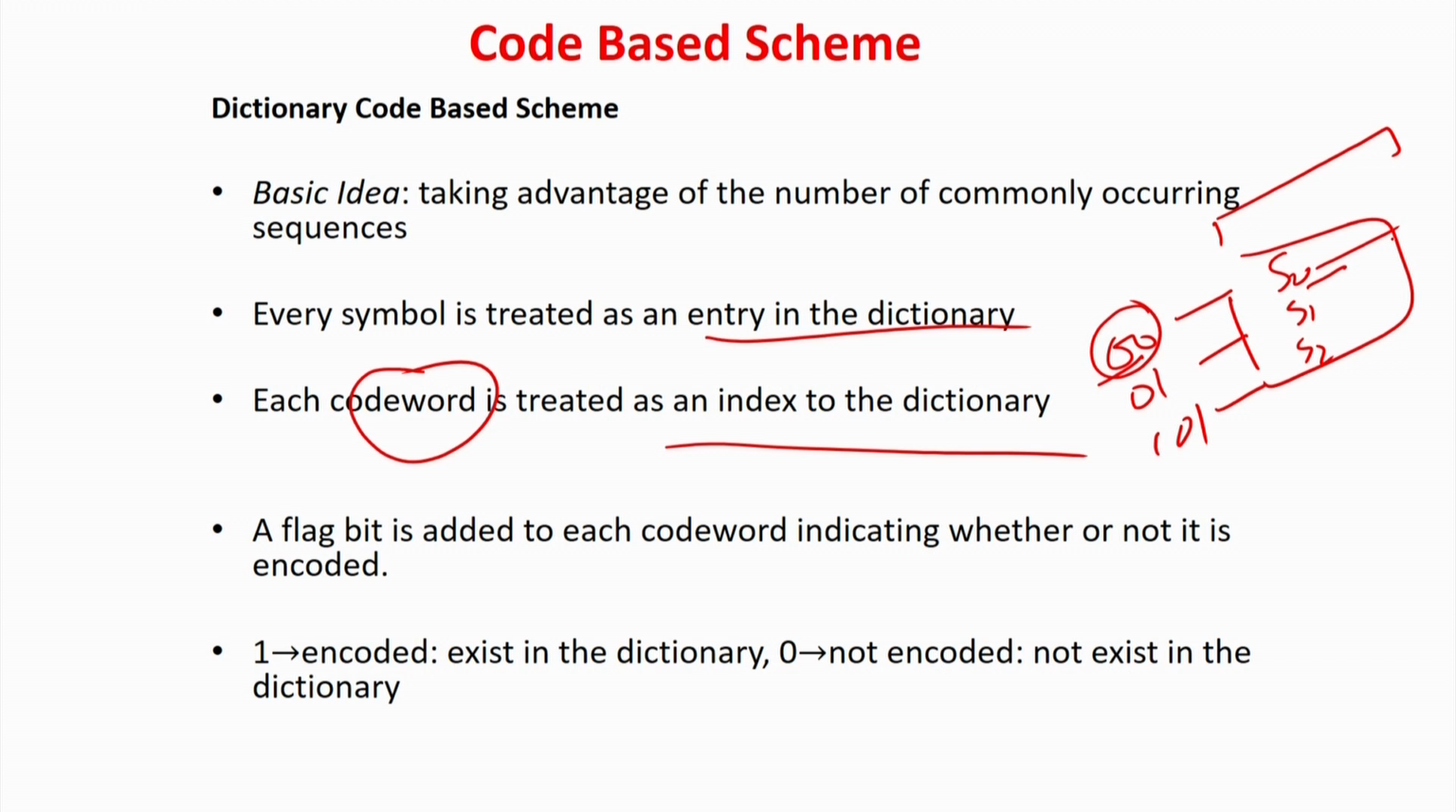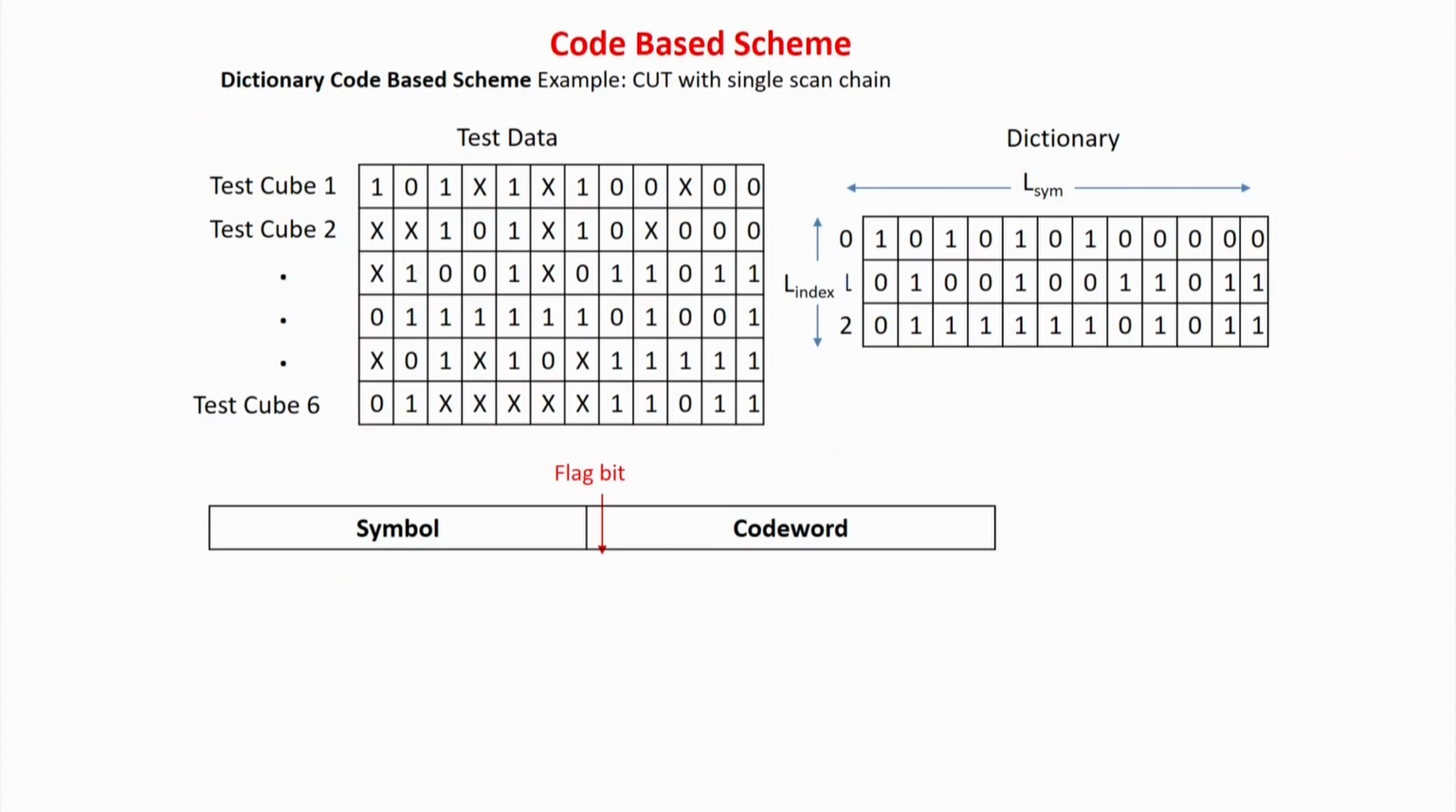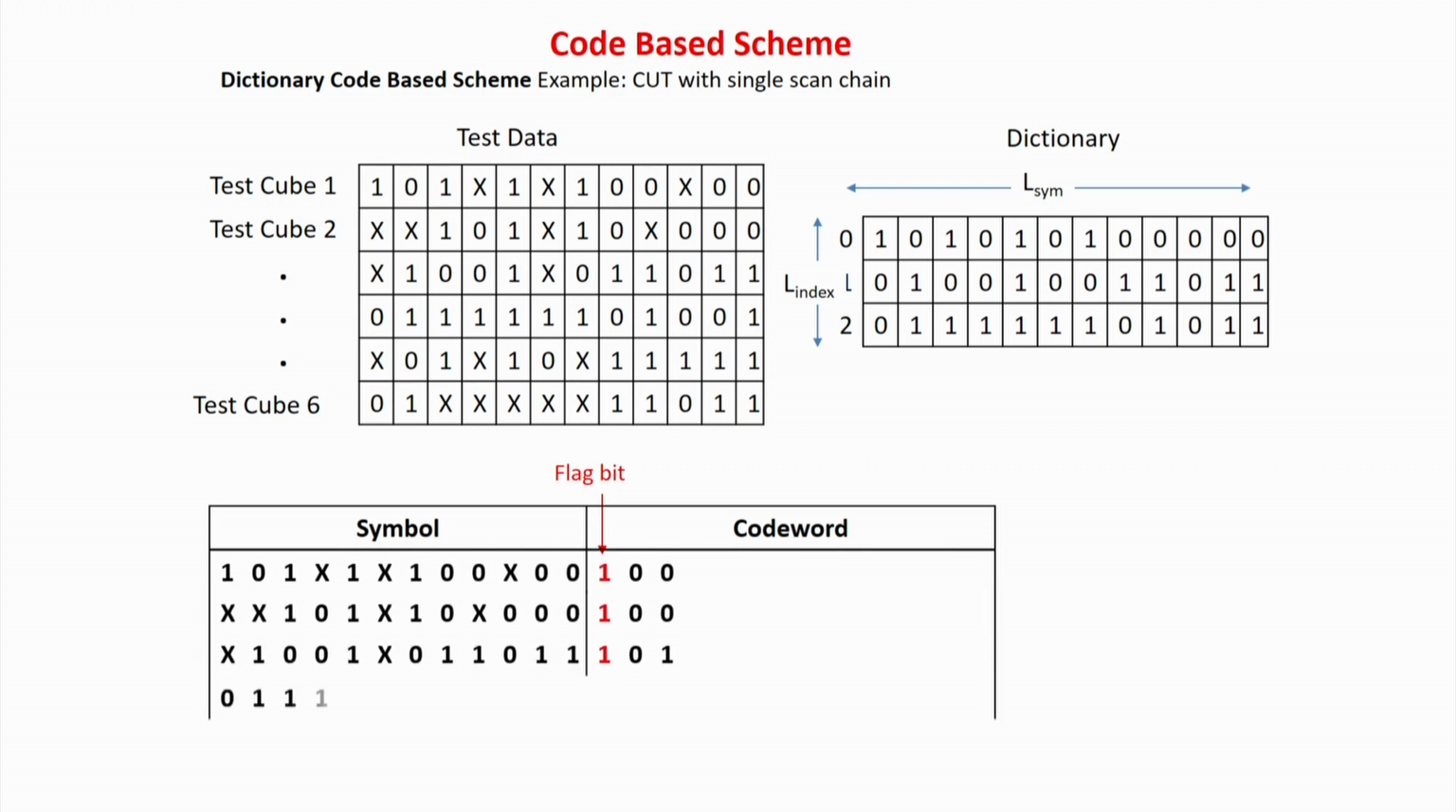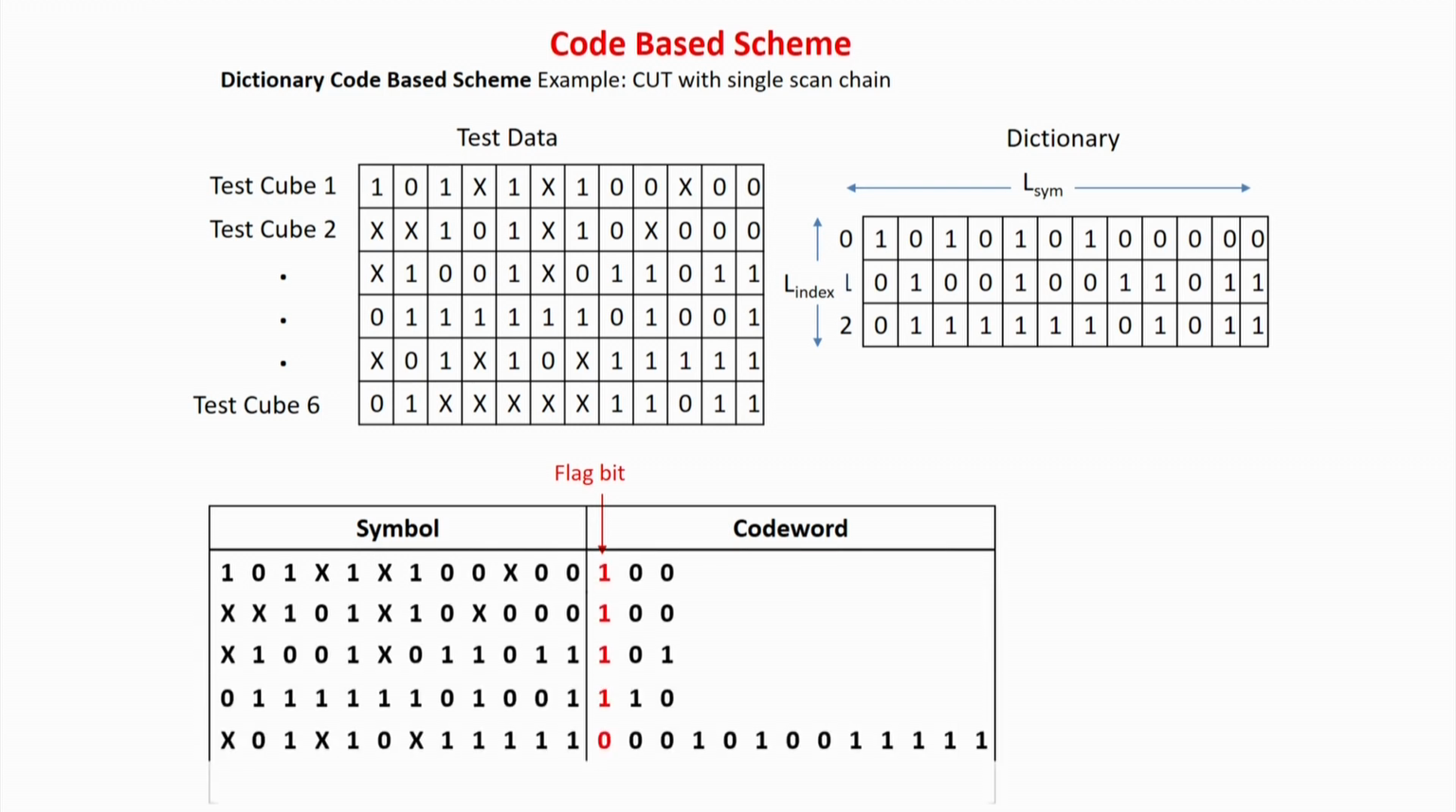Again, here we have to see how we can make the dictionary size smaller in hardware. Just like the motivation from select and Huffman coding, here also people use a flag bit. 1 means it is encoded and available in the dictionary. 0 means it is not encoded, not available in the dictionary, and you have to directly apply it. All these things are done to make the dictionary size reasonable.